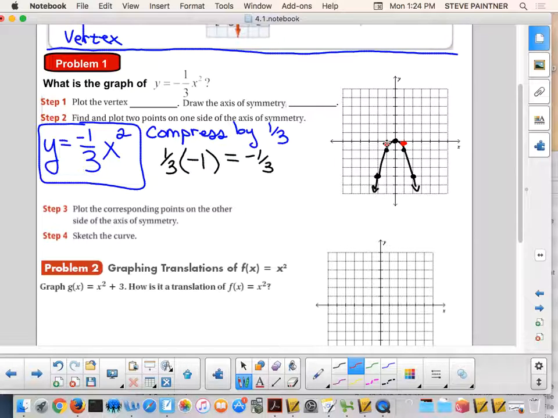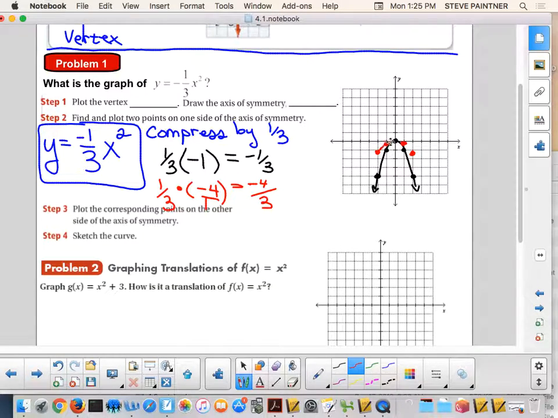Okay, typical parent goes over 2, down 4. I'm not going down 4. I'm going to go down 1/3 of negative 4. Multiply, what's that? Oh, it's fractions. Guys, it's just 4/1 times 1/3. So you're going to go down 4/3, but how far is that? How far do I go down? 1 1/3. It's right about here.